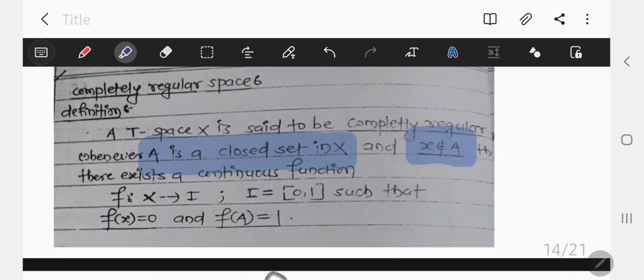That is, the first property belongs to regular space. Then there exists a continuous function f from X to I, where I is the closed interval 0 to 1, such that f of x equals 0 and f of A equals 1. That is, this definition concentrates on this closed set A. That is, the image of A is 1, otherwise it is 0. This function is defined on X. Therefore, this X is called a completely regular space.